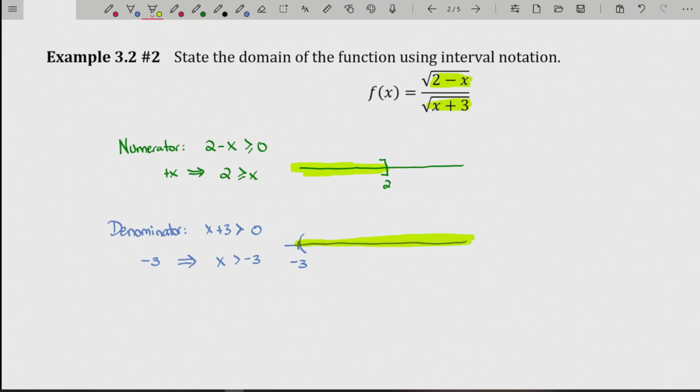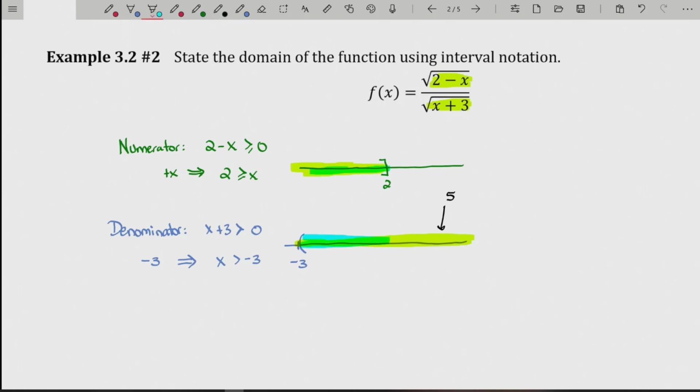If I were to grab a number from way over here, let's say this number over here is 5, while it would be allowable in the denominator, 5 plus 3 is 8, I could take the square root of 8, you cannot plug it into the numerator because 2 minus 5 is negative, and you can't take that square root. It just wouldn't present a real number. So I can tell you right now that anything above 2 is not going to work. Anything below negative 3 is also not going to work. So the intersection of these two domains is going to be the actual domain of this function.